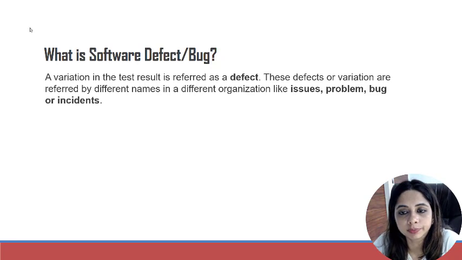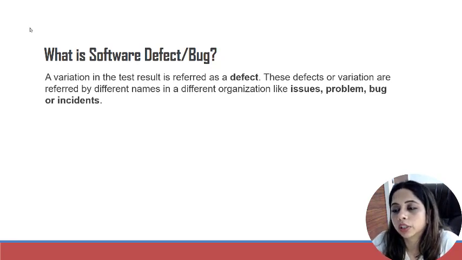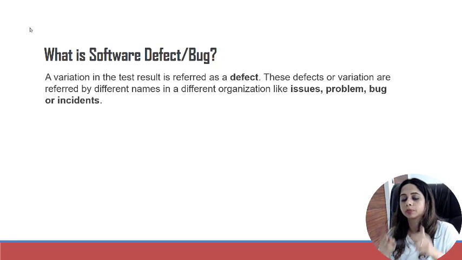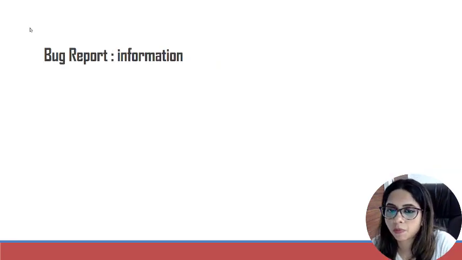management process. So any software defect or bug is any deviation from the expected flow of the software. You can call it defect, issues, problems, bug or incidents, and we have to know how to mark them properly. Let's proceed.